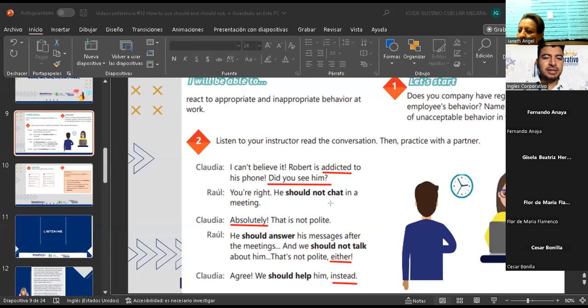He should not chat in the meeting. Debería chatear en la reunión. Absolutamente. No es amable o no es cortés. That's not polite. Debería responder sus mensajes después de las reuniones. Y nosotros no deberíamos de hablar sobre él. Eso no es cortés tampoco. Either. Tampoco. Agree. Estoy de acuerdo.